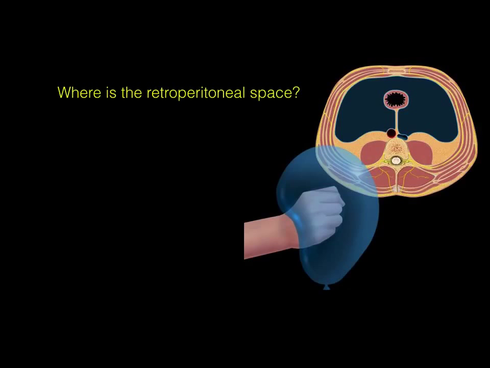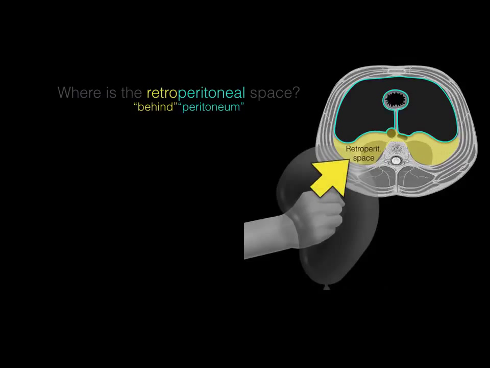Now, define the terms retroperitoneal and intraperitoneal and list the organs that fall under each of these categories. Okay, so where is this retroperitoneal space and what is it? Well, the prefix retro means behind, and peritoneal means the peritoneum. So we look over here and there's the peritoneum outlined in blue, and in yellow, that's the retroperitoneal space, which is behind the peritoneum.